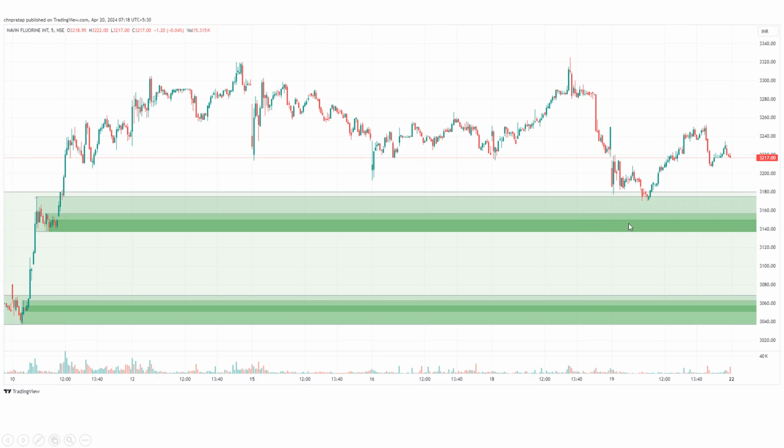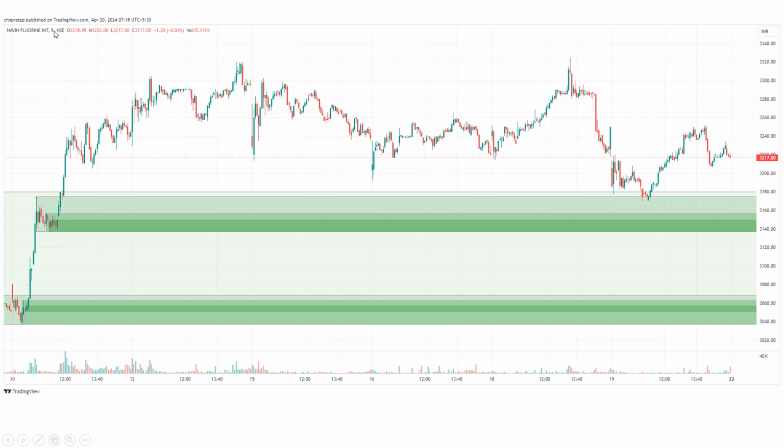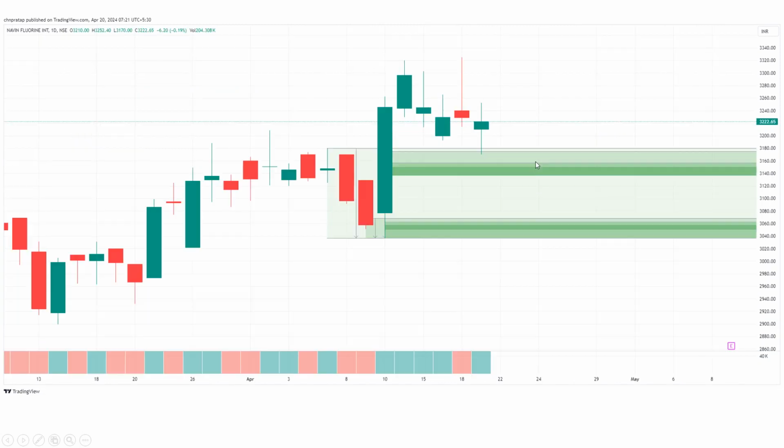But now I am changing the time frame to daily. You can even change it to 75 minutes also. See, this is the daily chart. The same Naveen Fluorine, this is a 5 minutes chart. The moment I changed this chart to the daily chart, you can see like this. See, this entire thing is a daily zone.